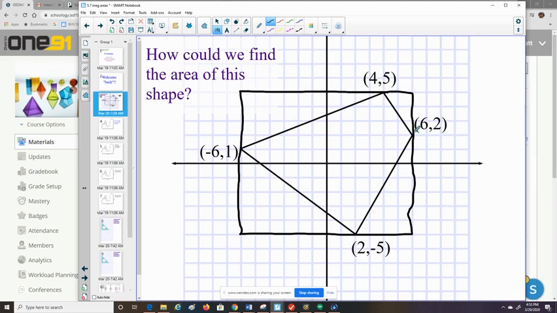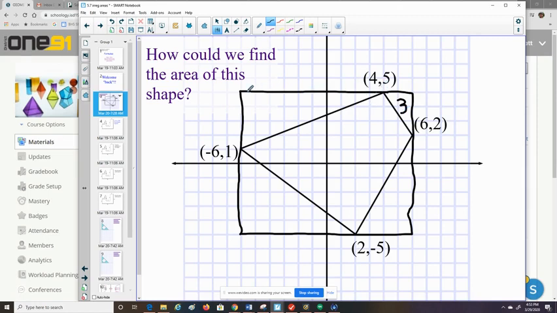So we could look at this rectangle and say from one side to another is 12 units wide, and from the top all the way to the bottom is 10 units tall. And so we could say 12 times 10, the big rectangle is 120 square units. And then I'll take away each of these triangles around the outside. This triangle is 2 units wide and 3 units tall. 1/2 base times height gives us an area of 3 for that one.